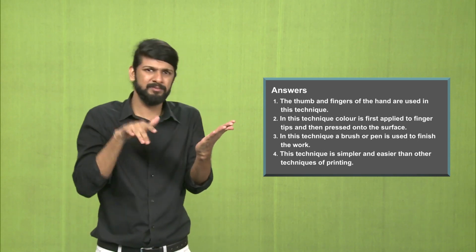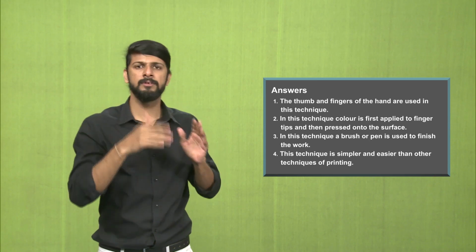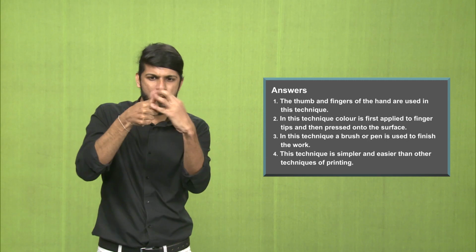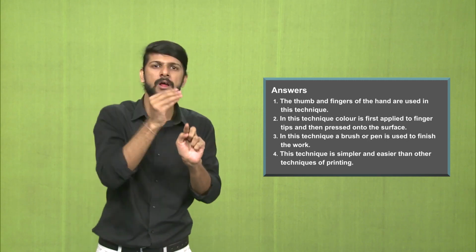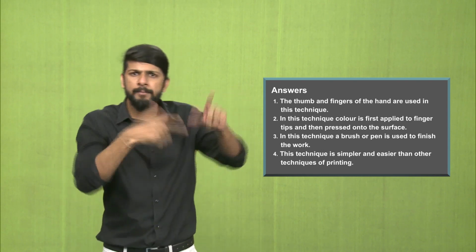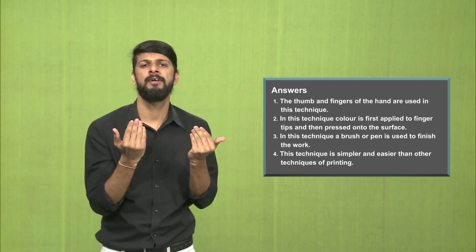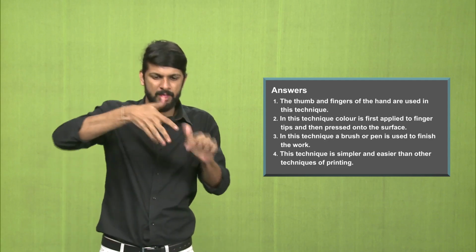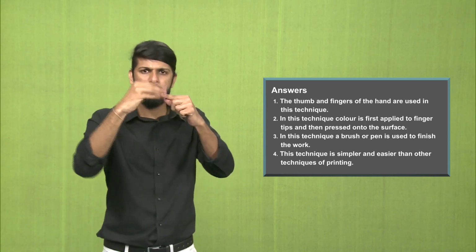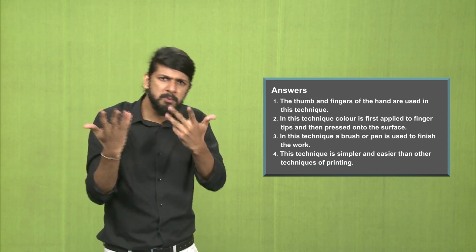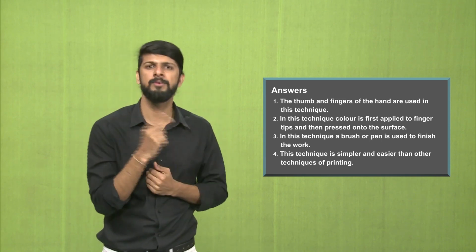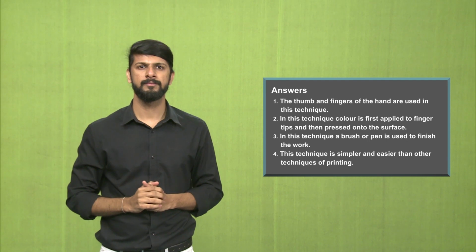Answer number 3. In this technique, a brush or pen is used to finish the work. As you saw, the birds on the branches, the bird figure were created by the thumbs, but the beak and other additional features, even in the tiger or the bear impression, additional features like the eyes, the teeth were made with a brush or a pen.